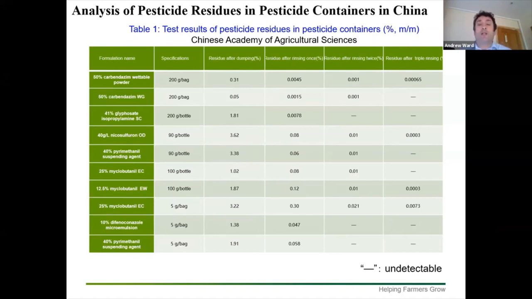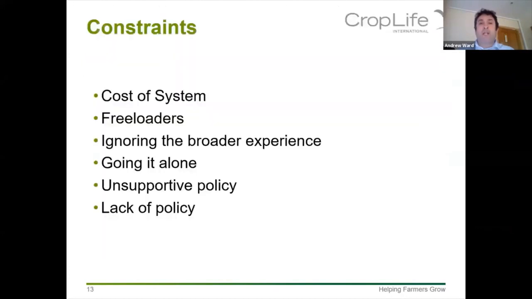This was an additional piece of work from the Chinese Academy of Agricultural Sciences, looking at the amount of residue in containers after triple rinsing. You see that they built this up. They looked at the residue. So in the fourth column after just one rinse, the second rinse, and then the third rinse. And although you could try to justify that maybe you only need to do two rinses, we try to really, really push on the safe side. So to promote triple rinsing, just to make sure that the product has been removed to a safe level from the container.